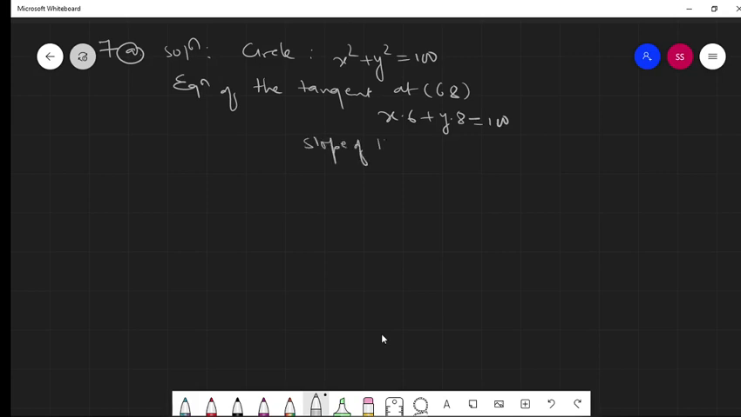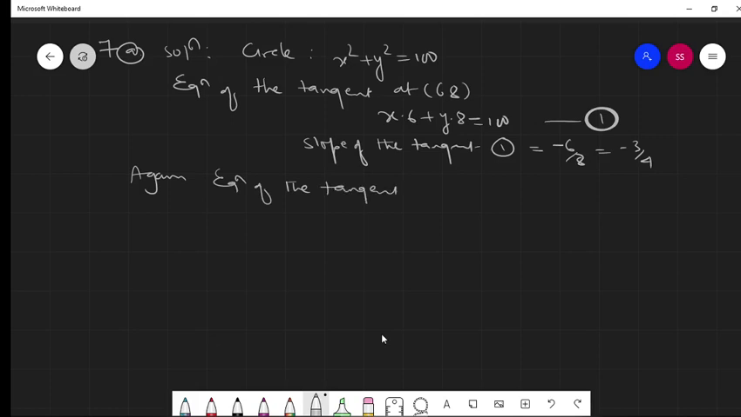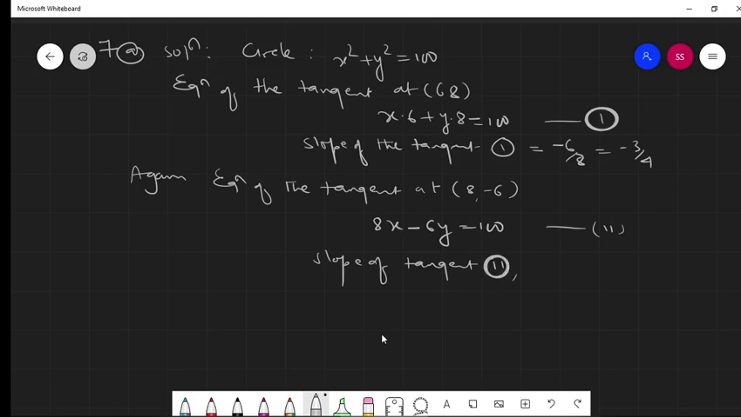and the slope of the tangent, first equation, equal minus x coefficient by y coefficient, minus 6 by 8 equal to minus 3 by 4. Again, equation of the tangent at 8 comma minus 6 is 8x minus 6y equal 100, second equation, and slope of the second tangent is equal to minus 8 by minus 6 equal 4 by 3.